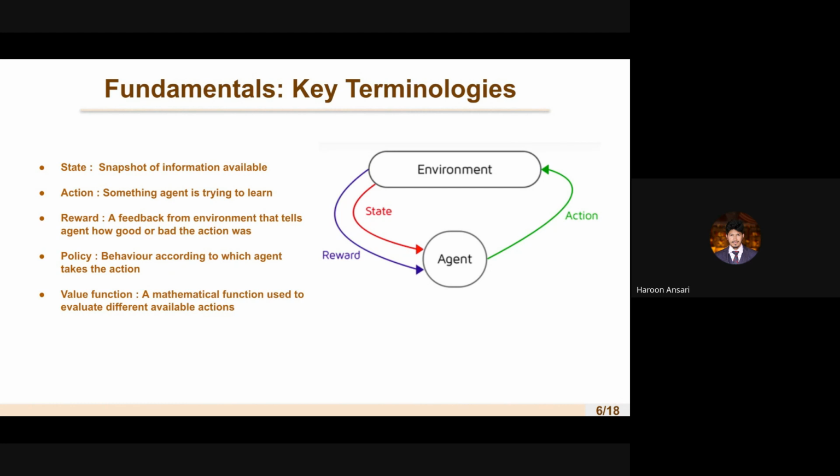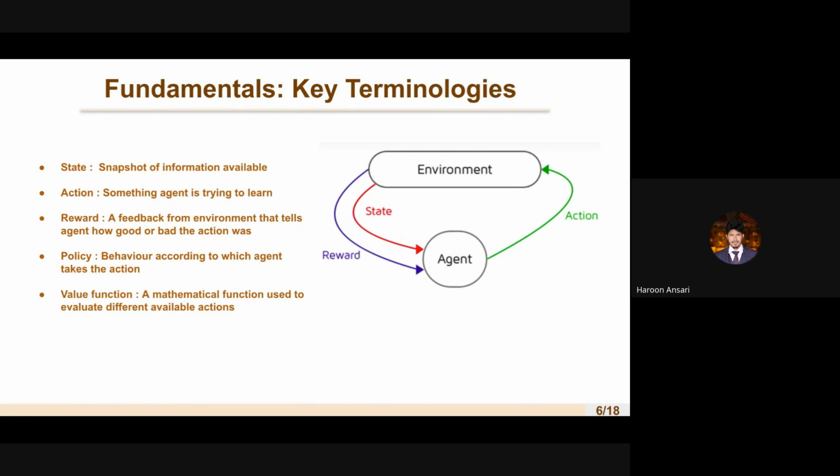So when the agent observes the environment, it essentially tries to get the state out of the environment. It observes the current state of the environment, and the state consists of any information that is required to take the action. Action is something that the agent is trying to learn, that it will perform on the environment, and that will lead to a change of the state.